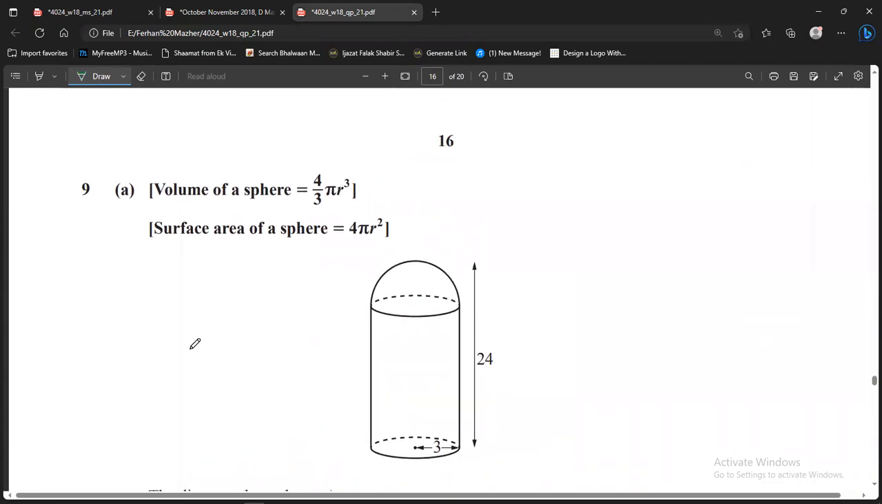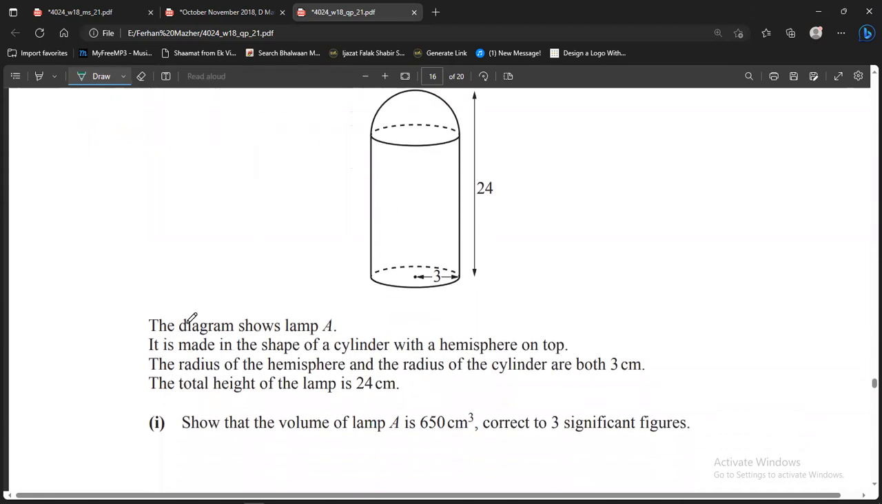He says, volume of a sphere is 4 by 3 pi r cube. And he says surface area of a sphere is 4 pi r square. Okay. Here we have the diagram shows a lamp A. It is made in the shape of a cylinder with a hemisphere on the top. The radius of the hemisphere and the radius of the cylinder are both 3 centimeters.